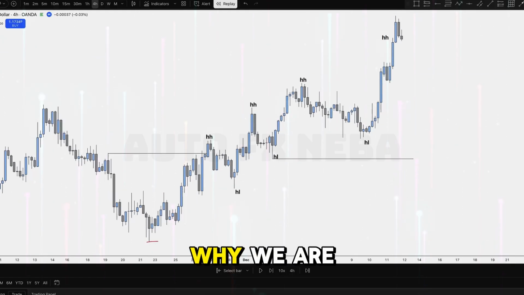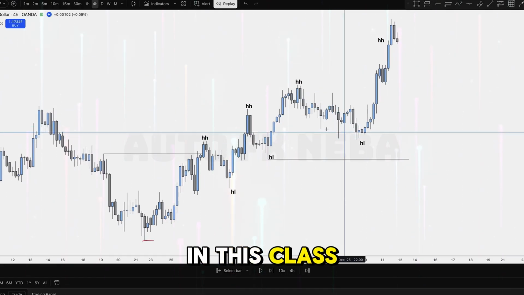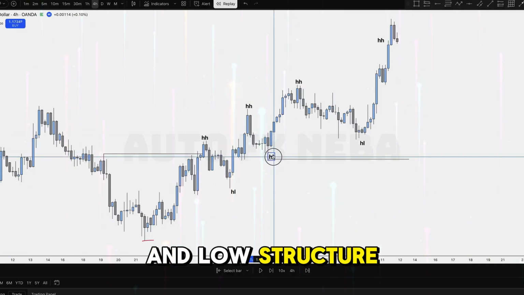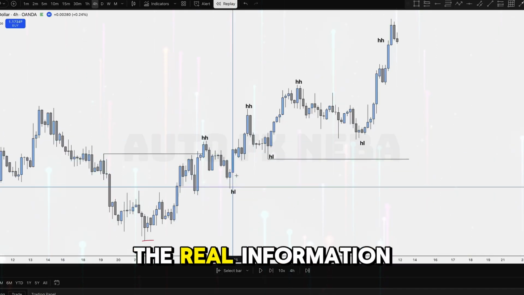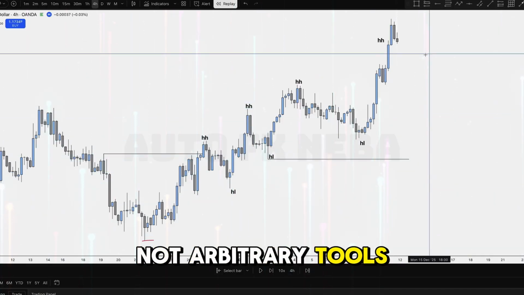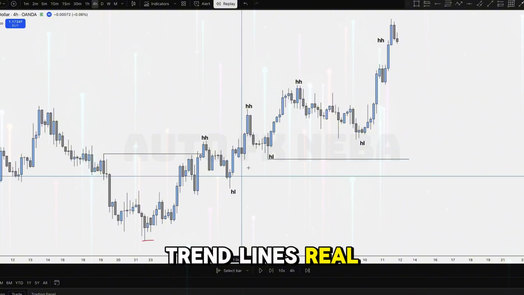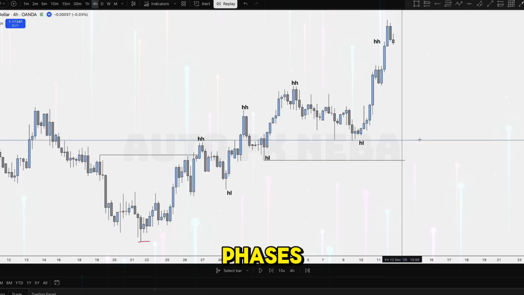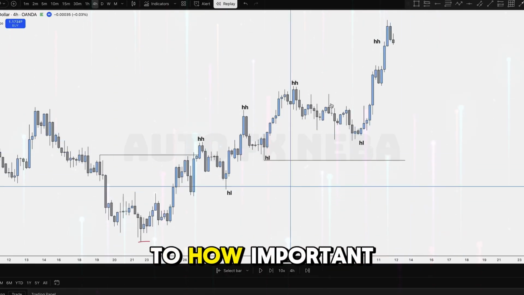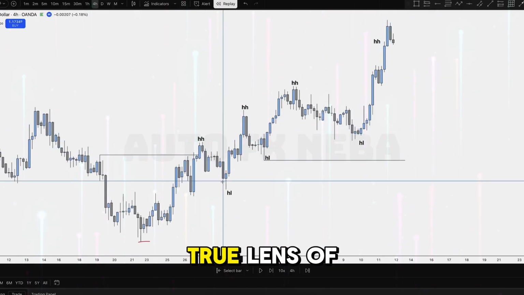So that is why we are going to focus in this class heavily on high and low structure of real price action. The information the candlesticks themselves tell us, because this is the real information of the market, not arbitrary tools, not indicators, not trend lines, real price action. So with that said, we're going to jump in now and talk through trend phases, but hopefully that's given you an understanding as to how important it is to read the market through the true lens of price.